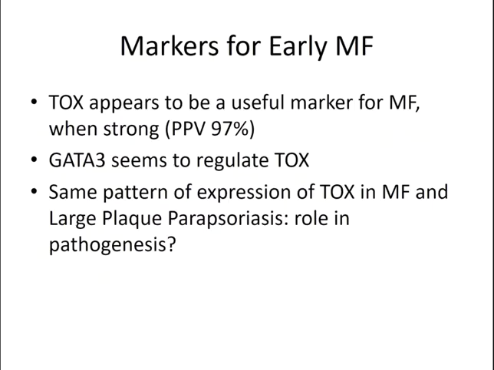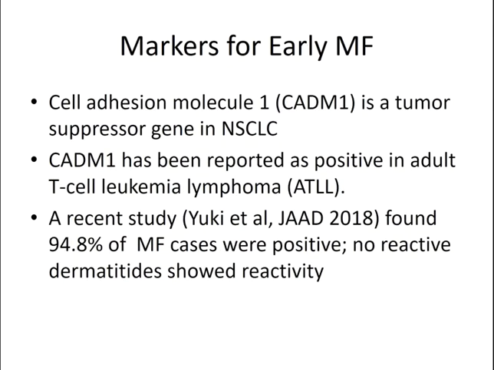There is apparently very good correlation. GATA3 is something that I'm going to talk a little bit later on. It seems to regulate tox, and GATA3 is, besides all the other uses that you have in other areas of pathology, in HemPath and in DermPath, we use it as a Th2, T helper 2 marker. And most of the mycosis fungoides cases are going to have T helper phenotype. So it's supposed to be positive in mycosis fungoides.